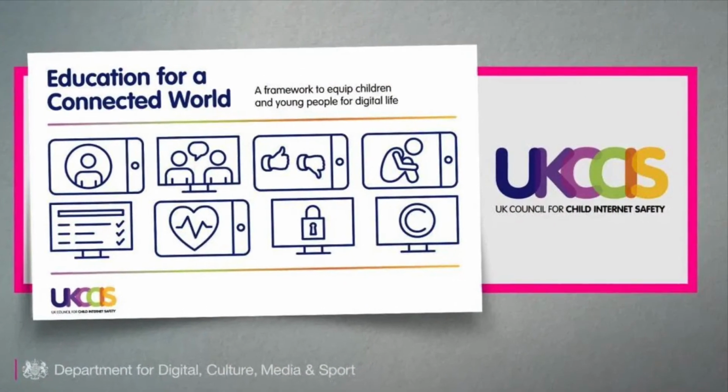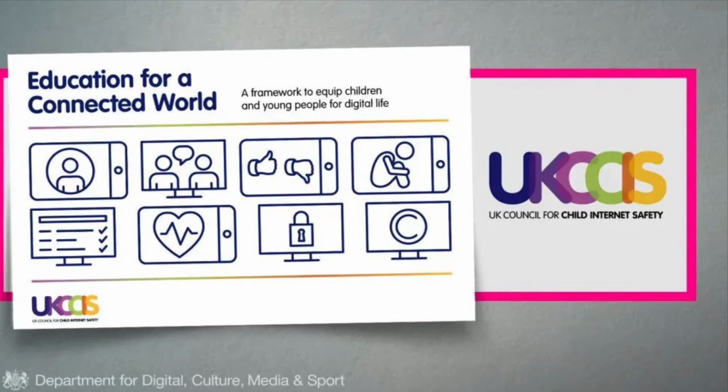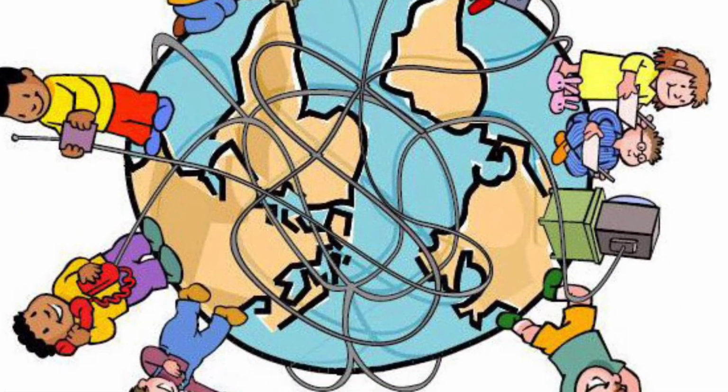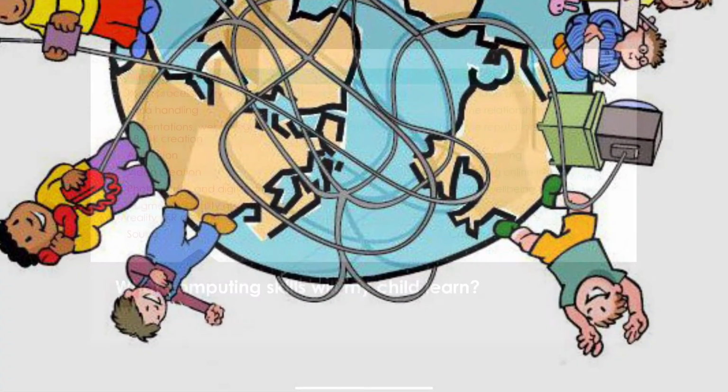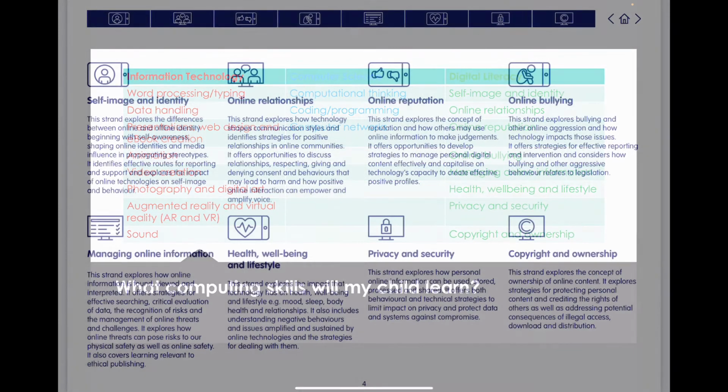We use the Education for a Connected World framework to inform our teaching of the digital literacy strand for computing. As part of their digital literacy education, children will cover topics such as self-image and identity, online relationships, online reputation, online bullying, managing online information, health, wellbeing and lifestyle, privacy and security, and copyright and ownership.